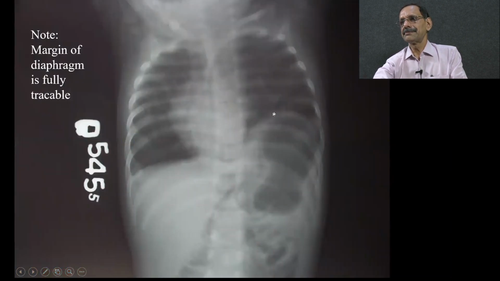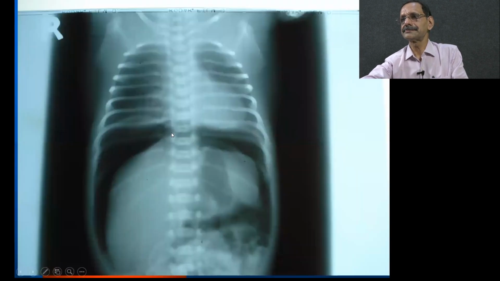This is a diaphragm that is fully traceable. So the diaphragm has gone up, but it is eventration of the diaphragm and not a diaphragmatic hernia. Eventration of the diaphragm generally does not push the mediastinum to the other side, but it is possible. It depends on how much space it is going up. So here, although it is a rotated film, it still seems that the mediastinum is shifted.